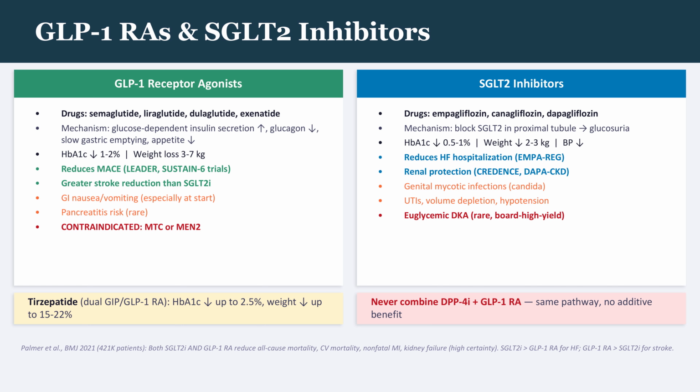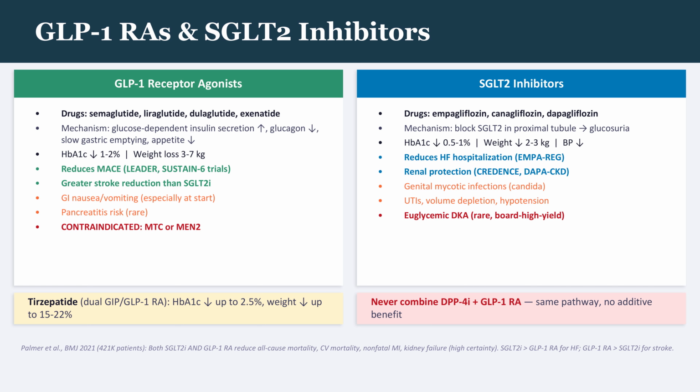SGLT2 inhibitors, empagliflozin, canagliflozin, dapagliflozin, work by a completely different mechanism. They block the SGLT2 transporter in the proximal tubule of the kidney, causing the kidney to dump glucose in the urine. They lower HbA1c by about half to 1% and cause modest weight loss and blood pressure reduction as a bonus. The big story is cardiorenal protection. EMPA-REG showed dramatic reductions in HF hospitalization, and the CREDENCE and DAPA-CKD trials showed renal protection independent of glucose control.